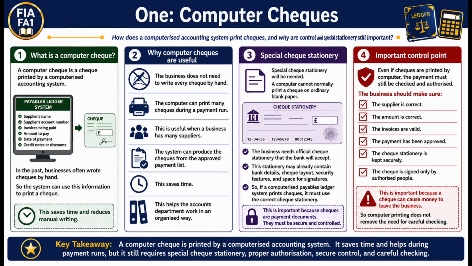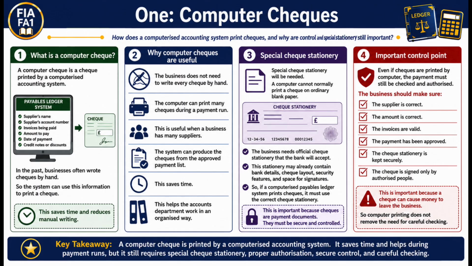Special check stationery. The textbook explains that special check stationery will be needed. Stationery means the physical paper used for the check. A computer cannot normally print a check on ordinary blank paper. The business needs official check stationery that the bank will accept. This stationery may already contain bank details, check layout, security features, and space for signatures. So, if a computerized payables ledger system prints checks, it must use the correct check stationery. This is important because checks are payment documents. They must be secure and controlled.